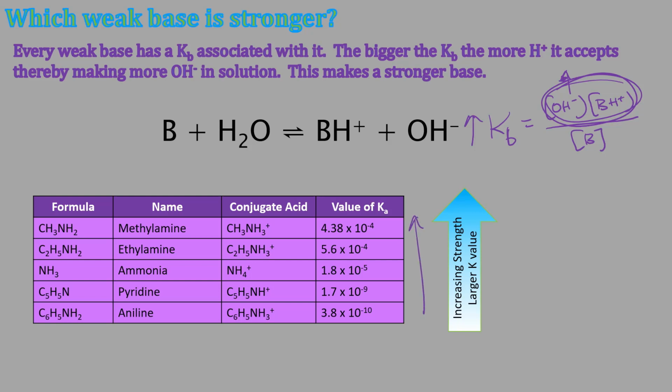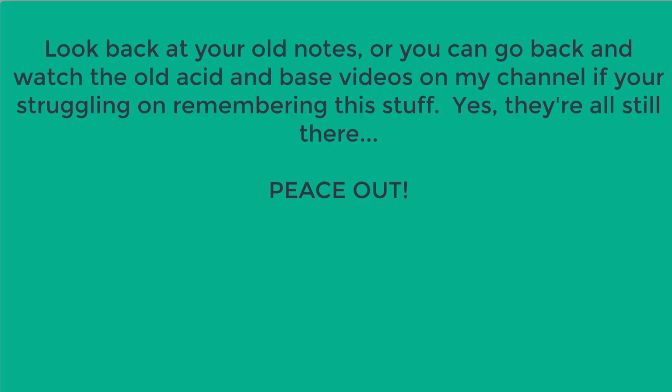So this right here, increasing strength, you don't have to be able to know that methylamine is stronger than ethylamine. What you have to know is if you're given a Kb, this should say Kb, look at that. If you're given a Kb or a series of Kbs, you should be able to put them in order of increasing strength. All right, so that's it for this video. I know it's a little bit longer than you probably wanted to watch, but hopefully you got some good information out of it.